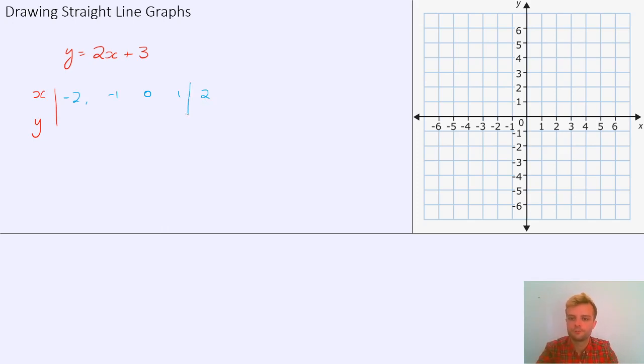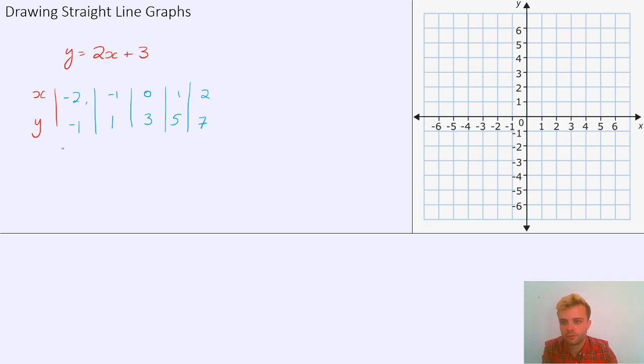So when x is 2, y is 2 lots of x plus 3. So 2 times 2 is 4, and 4 plus 3 is 7. When x is 1, y is 2 times 1, so 2 plus 3, that's 5. When x is 0, 2 times 0 is 0, plus 3 is 3, and now we're into the negatives. So if x is -1, then y is 2 lots of -1, that's -2, and -2 plus 3 is 1. And finally, 2 times -2 is -4, and -4 plus 3 is -1.